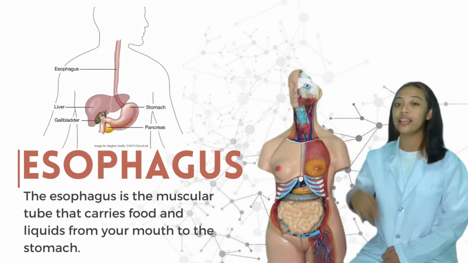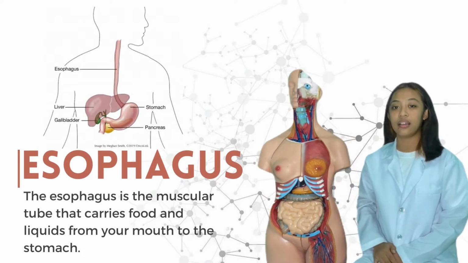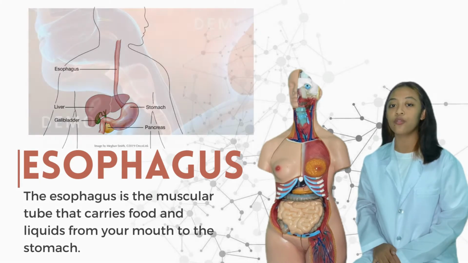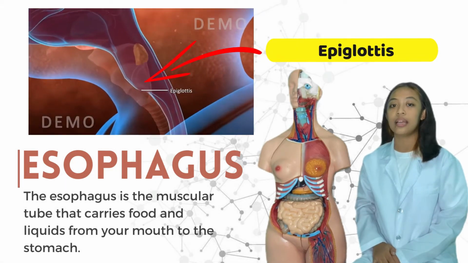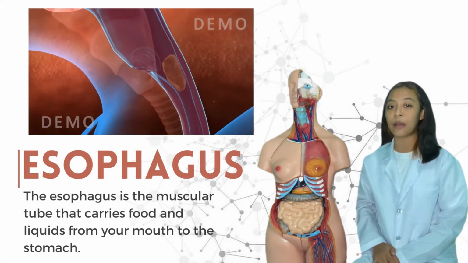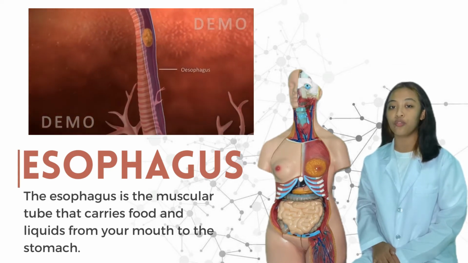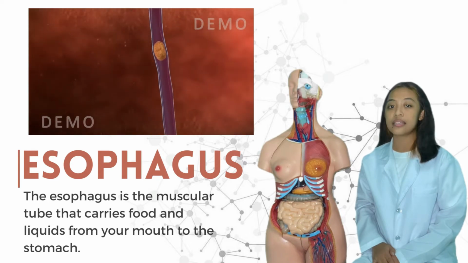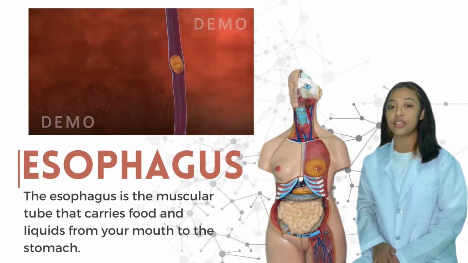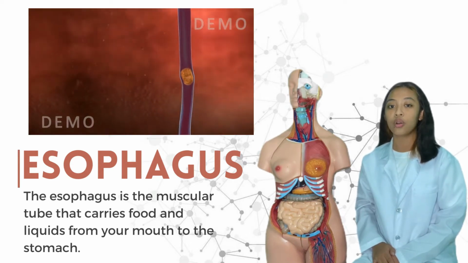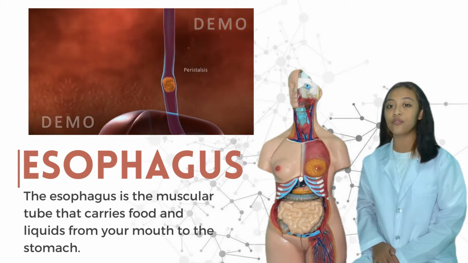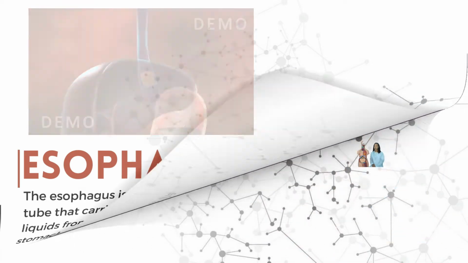Esophagus, located in your throat near your trachea. The esophagus receives food from your mouth when you swallow. The epiglottis is a small flap that folds over your windpipe as you swallow to prevent you from choking. A series of muscular contractions within the esophagus called peristalsis delivers food to your stomach.